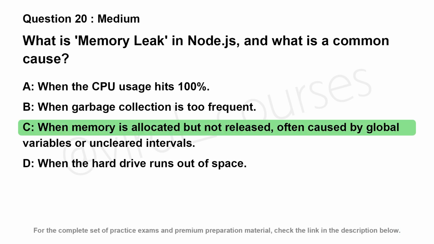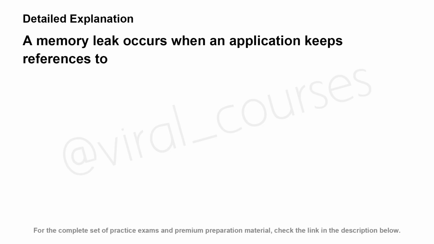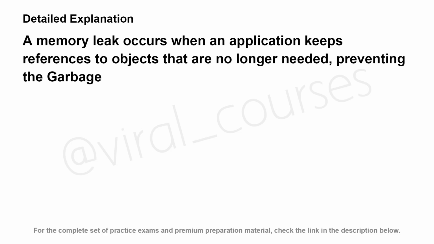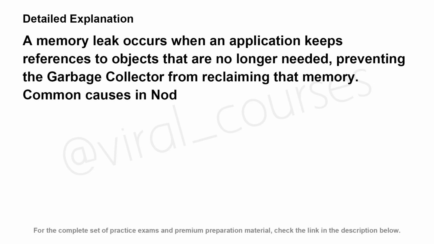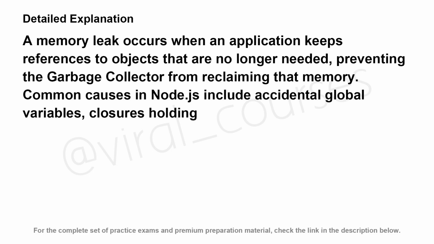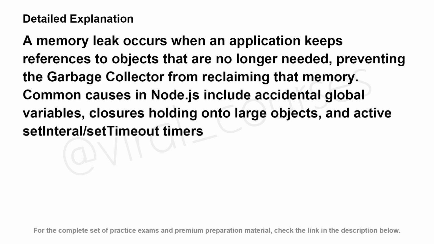The correct answer is C. A memory leak occurs when an application keeps references to objects that are no longer needed, preventing the garbage collector from reclaiming that memory. Common causes in Node.js include accidental global variables, closures holding onto large objects, and active setInterval, setTimeout timers that are never cleared.